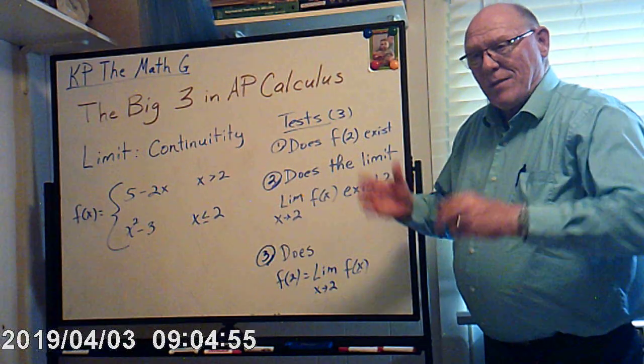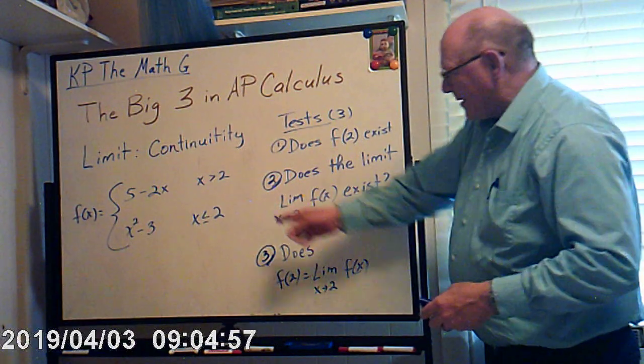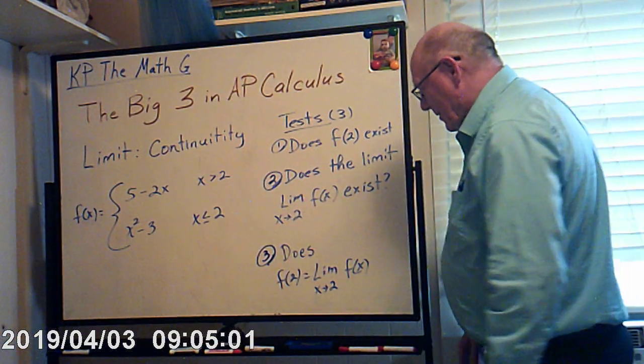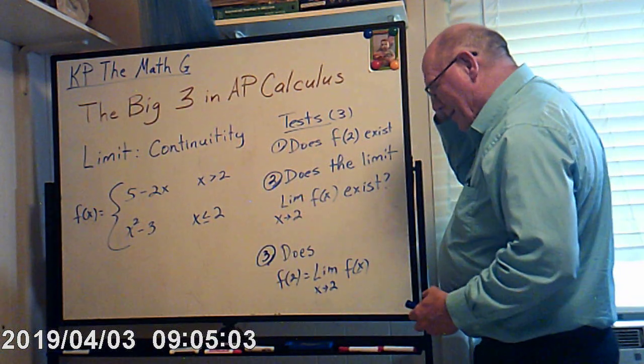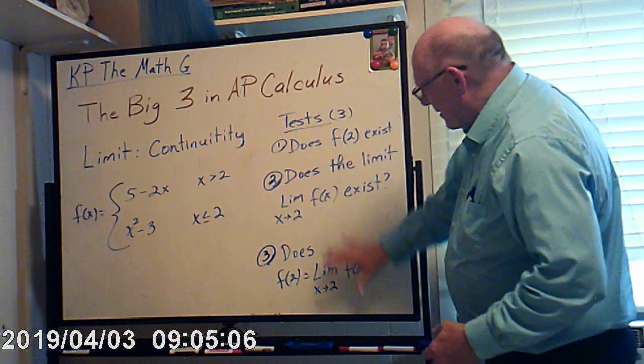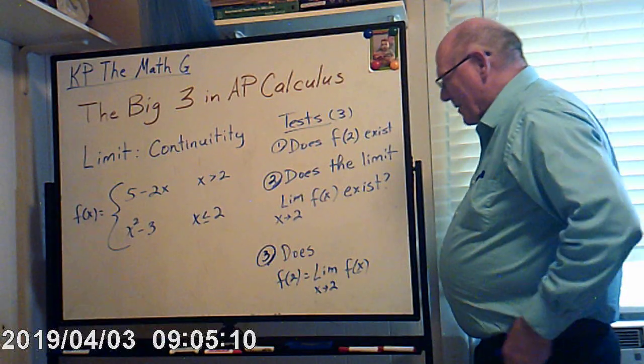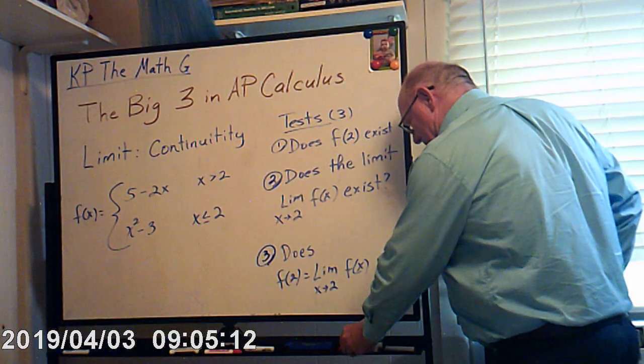Okay, it could be continuous at other numbers, but not continuous at this number. You have to understand that as well. So keep that in mind as we look at this. We're going to look at these 3 rules right here, and we're just going to go with this. Let's start with the first one.